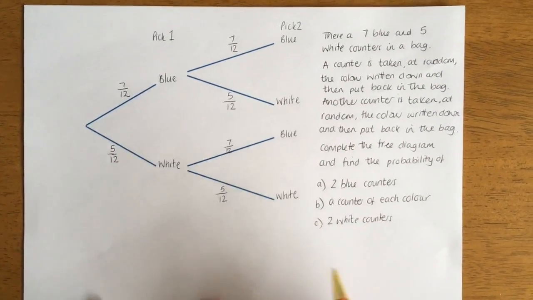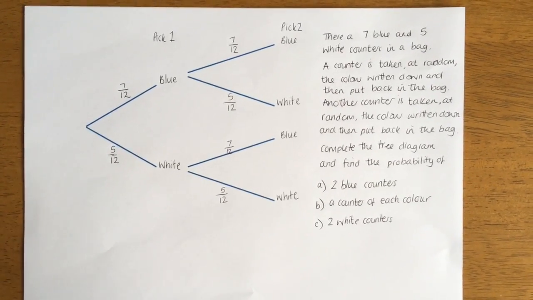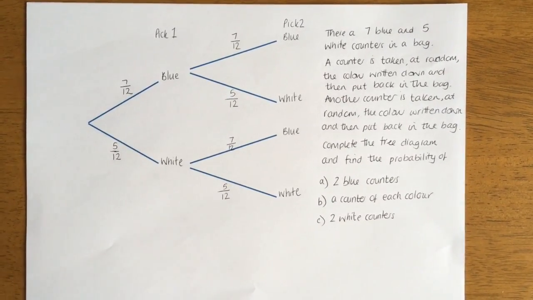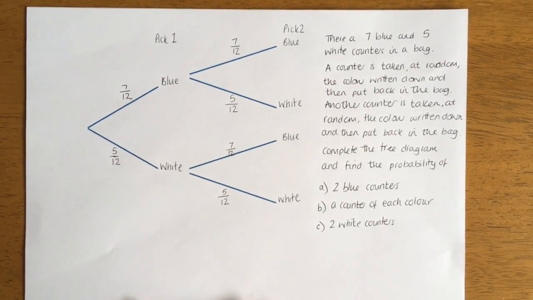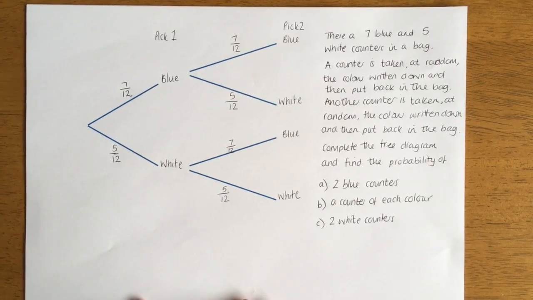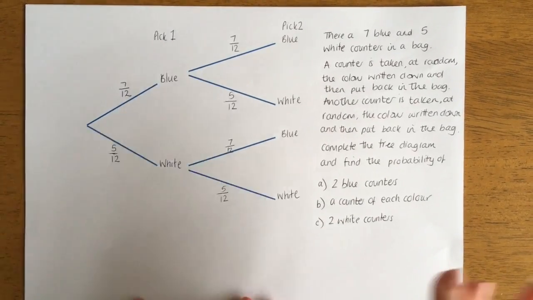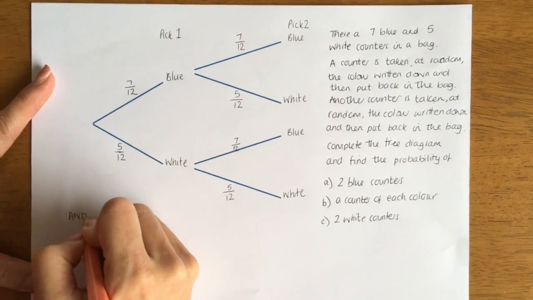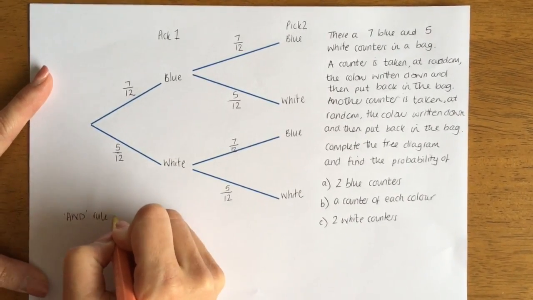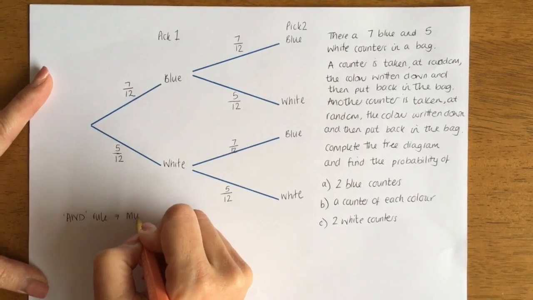Okay, so now what we need to do is move through the tree diagram to find the probability of picking particular counters. We do this by multiplying. This is called the AND rule in probability. If you want to write this down, you can. So the AND rule means to multiply.